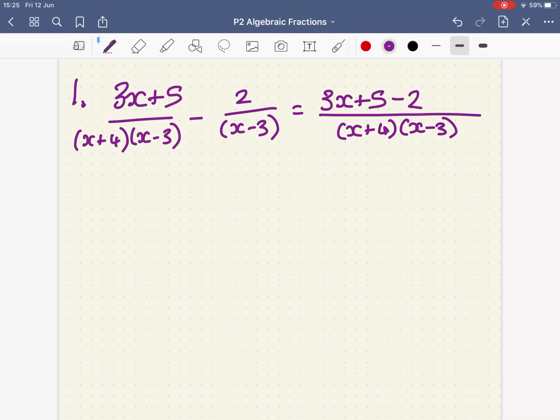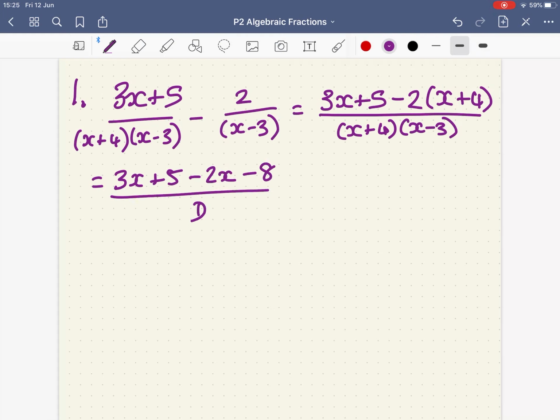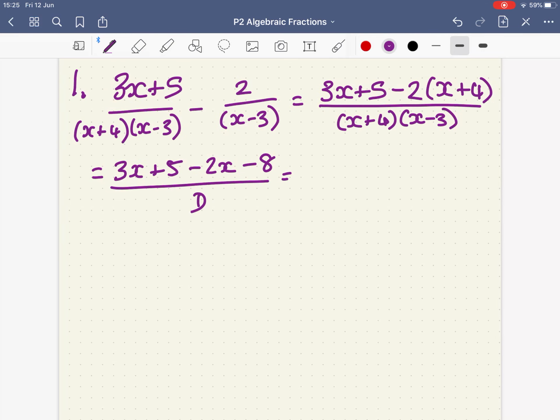So it's minus 2 lots of x plus 4. That gives me 3x plus 5 minus 2x minus 8. And then I just tend to write it like that over d, because I will write it properly at the end, but I don't like to waste time. So now we're going to put together our x terms. So they become x, 3x minus 2x. And then I'm going to put together my number terms, and my number terms give me minus 3. And that's over x plus 4, x minus 3.